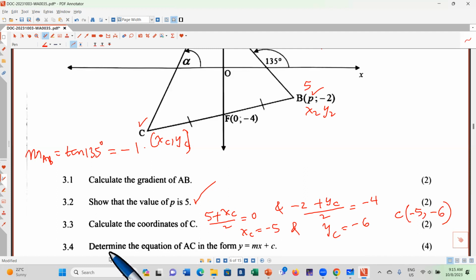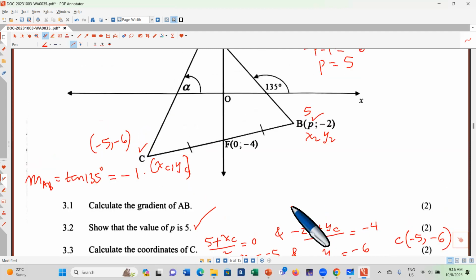Now in 3.4, they're saying determine the equation of AC in the form y equals mx plus c. Right, the equation of the line AC. So that is very, very obvious, because we already know the coordinates of the point C, and these ones are -5 together with -6 as coordinates, and therefore we are looking at the next thing to actually determine the equation of AC.